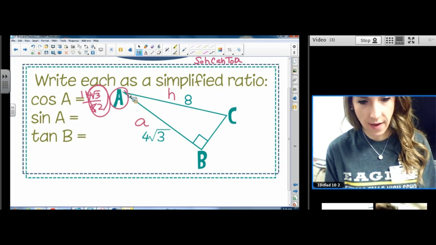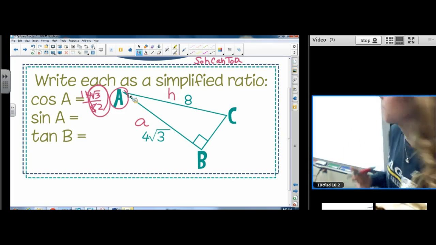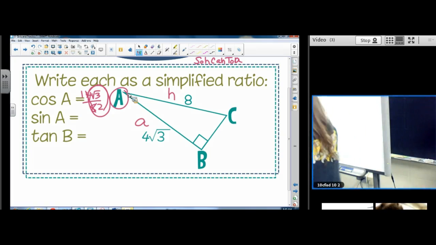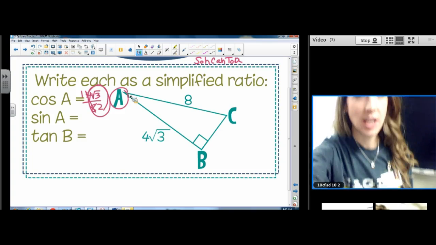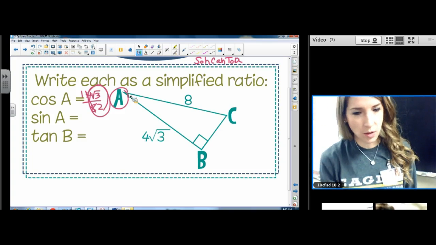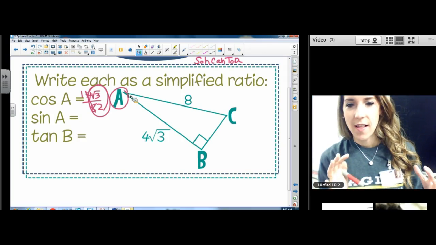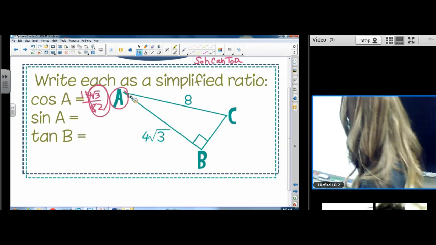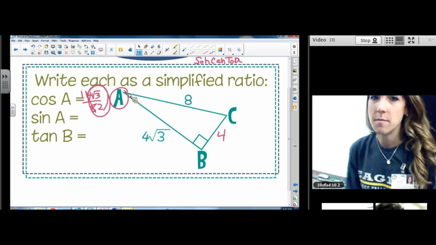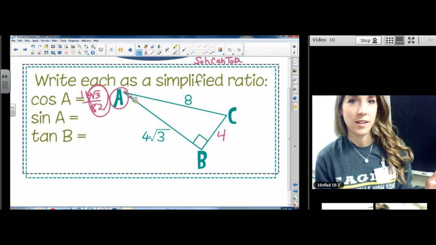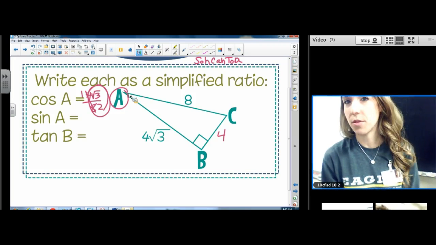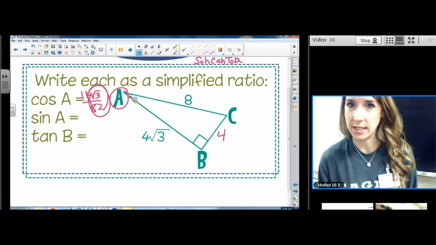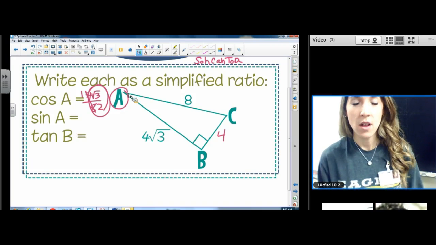Next one, sine of A. Some of you picked up on this already. You noticed a pattern, right? You saw the 4 root 3 and you saw the 8. 4 is half of 8, and that's very curious because we just got done with a unit where that pattern was apparent. If I put a 4 here, maybe that would help you see that, oh, x root 3, 2x. 4 is half of 8 root 3, and that fits into one of those shortcuts that we learned last unit.